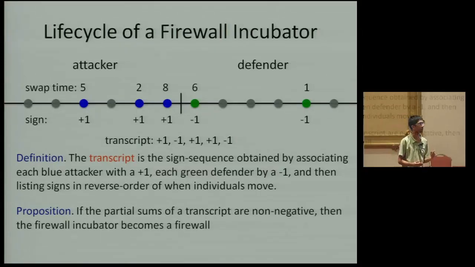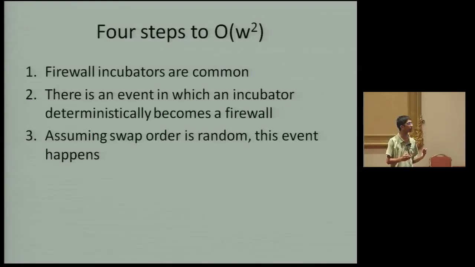To give some intuition behind why this is, consider any prefix of the transcript. It basically tells us how many individuals are left at a given time. If it's positive, that means there are more blue individuals than green individuals. That means all the blue individuals in the defender remain happy, and the process can continue. If this is true for all prefixes, then eventually there will be no green individuals left in the defender, and we will have another firewall. So that's the event we want to happen. And now we're going to show that, assuming the swap order is random, this event will actually happen.